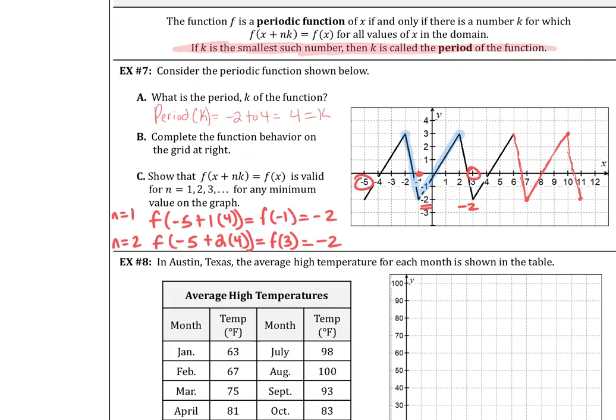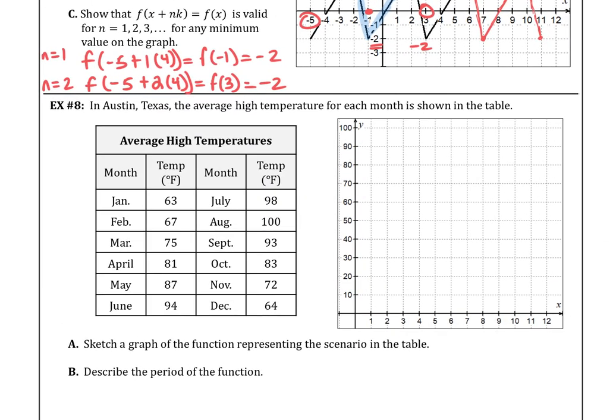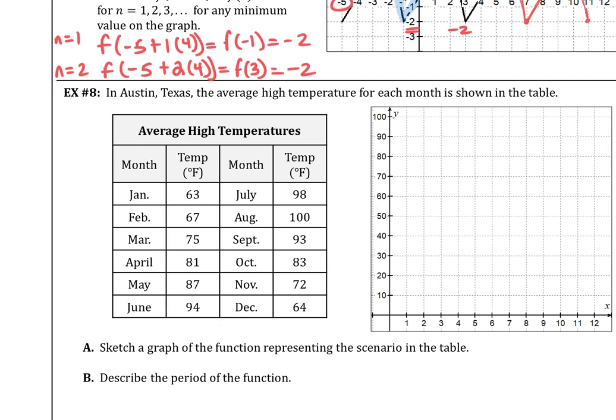Looking at example 8, we're looking at temperatures in Austin, Texas. Now, you see, obviously, the x-axis is not labeled months. So with problems like this, just make sure you go through and you identify the months by their number, so that way we correspond it to the x-axis. And because this repeats every year, it's going to be a periodic function.